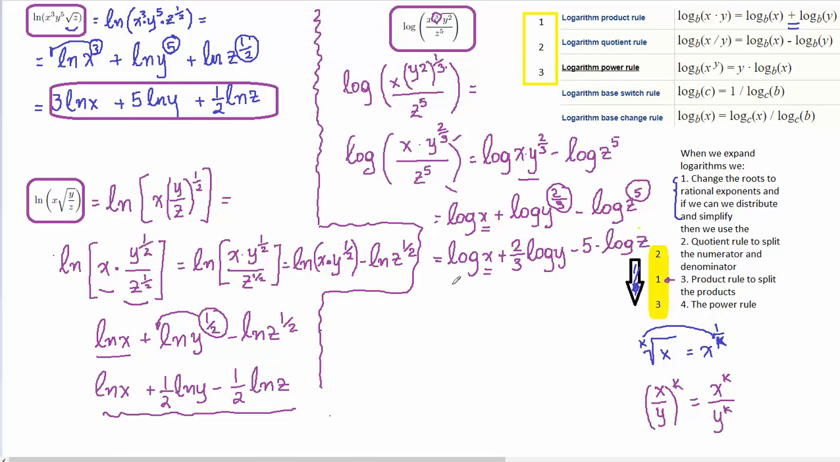And this will be the final answer for the third problem that I worked on right here, to expand this single logarithm that I started with into a sum and difference of three different logarithms.